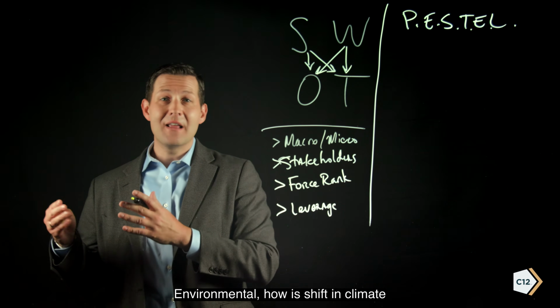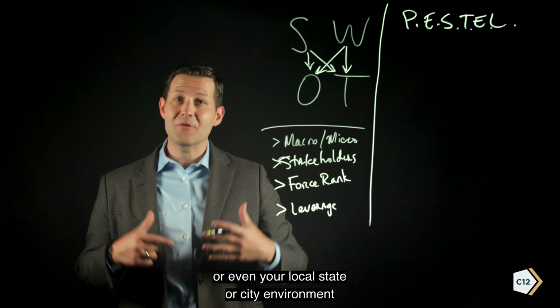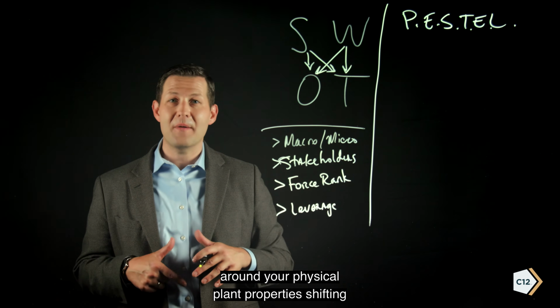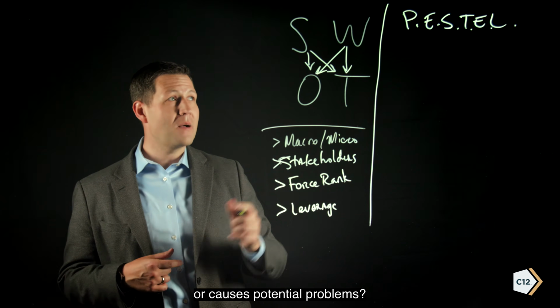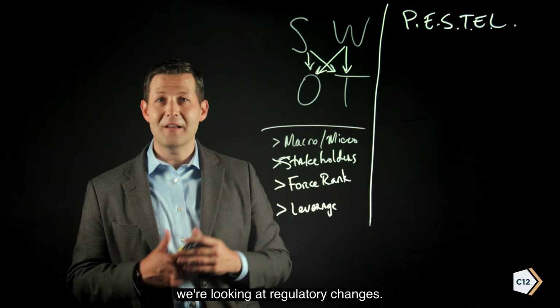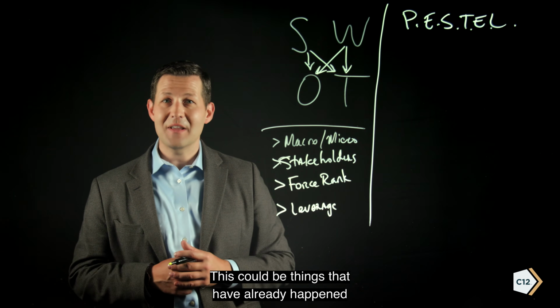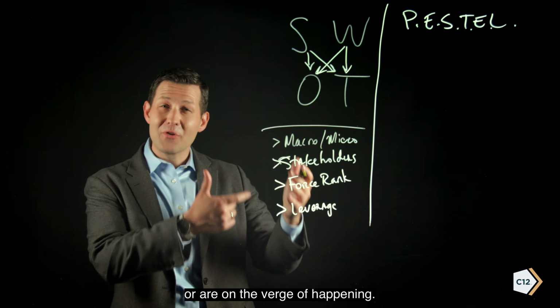Environmental, how a shift in climate or even your local state or city environment around your physical plant property shifting changes either possibilities or causes potential problems. And of course, legislative, we're looking at regulatory changes. This could be things that have already happened or on the verge of happening.